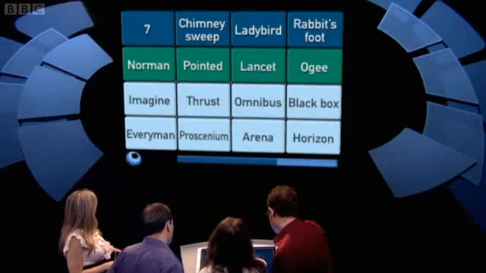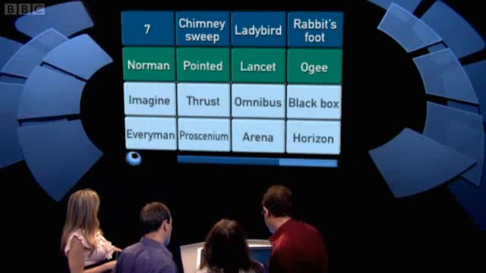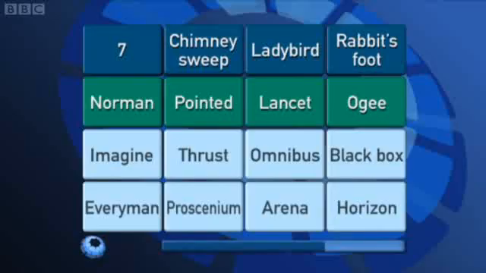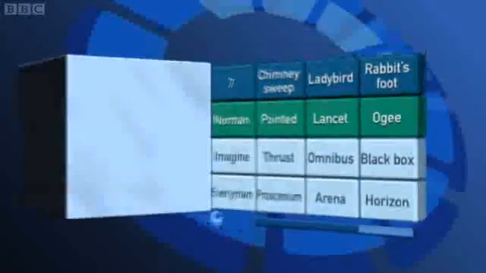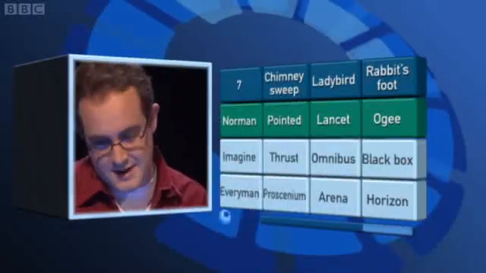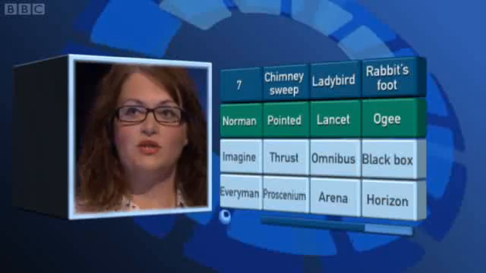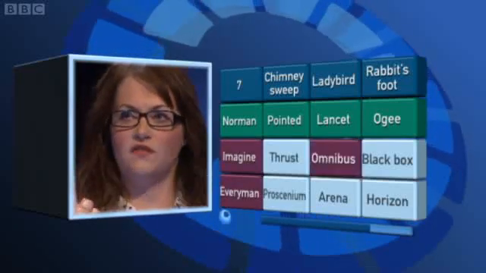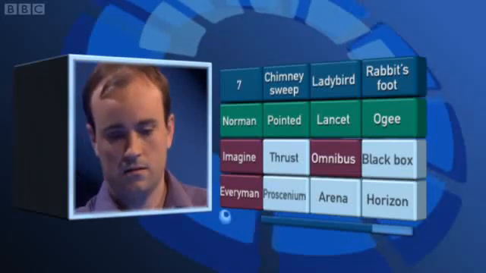Right. Okay. So, could it be thrust or black box? Could it be Imagine, Everyman, Omnibus, Arena? Oh, yeah, so I think it still could be Horizon. The horizon could be part of the theatre, couldn't it? Imagine and Everyman, we know are documentaries. So let's try different ones. Omnibus is unlikely to be there. Arena is part of the theatre as well. Isn't it? Yes, it is. This is your final life.